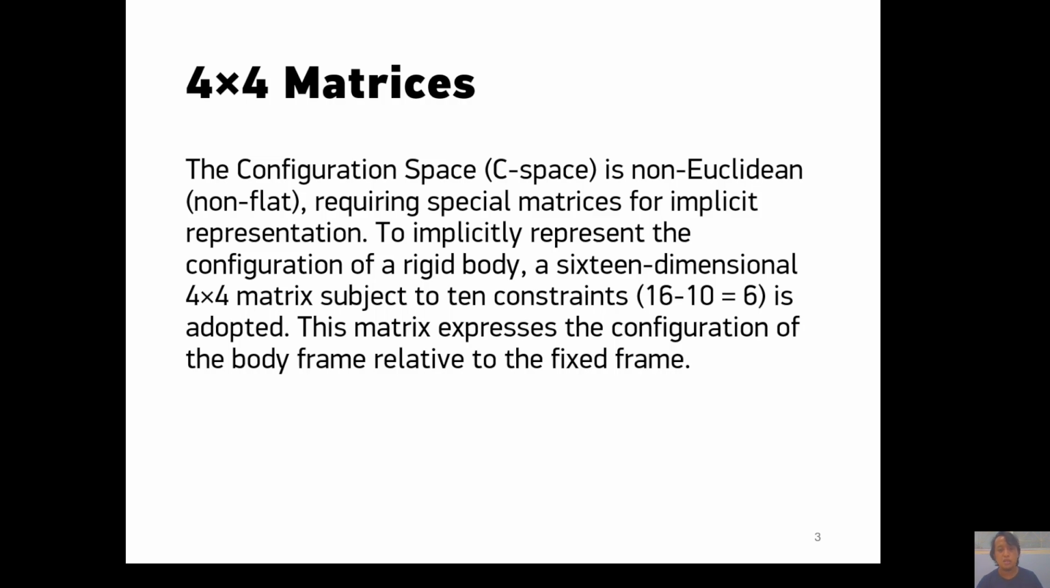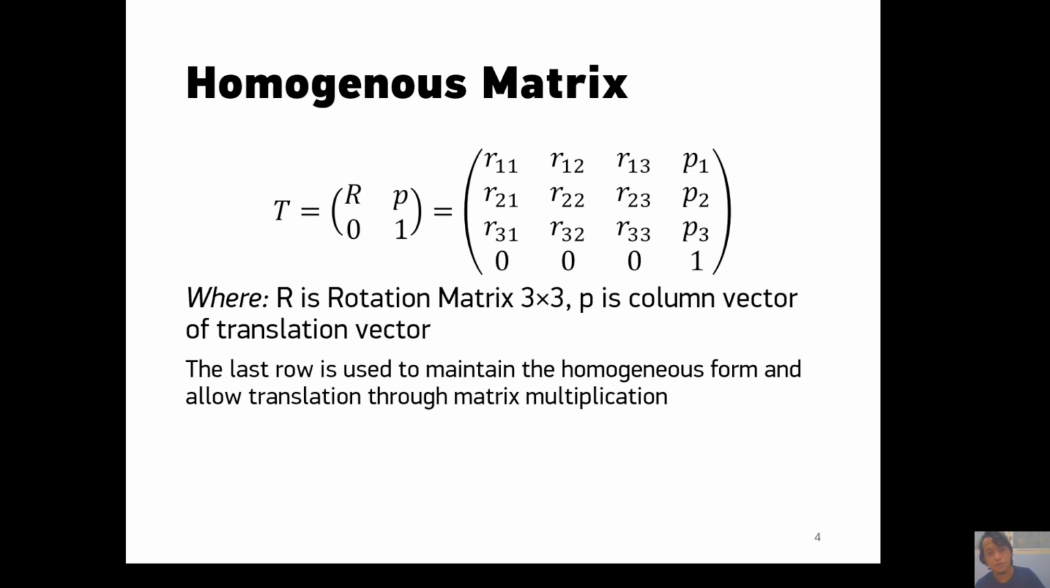It requires spatial matrices to implicitly represent the configuration of a rigid body. A 16-dimensional 4 by 4 matrix is subject to the 10 constraints. So this 10 constraint is adopted. This matrix expresses the configuration of the body frame relative to the fixed frame. This is the homogeneous matrix.